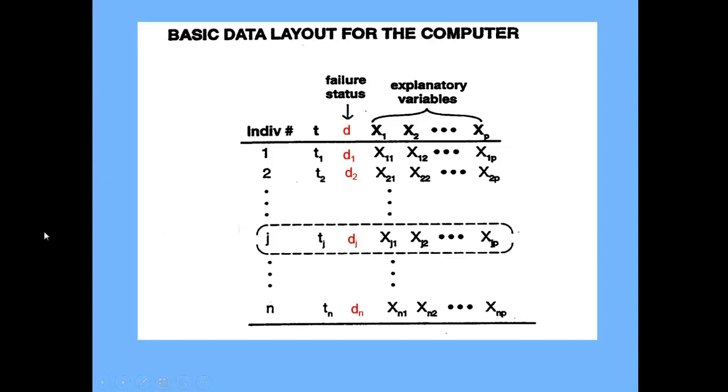You have a line of data for each person in your data set that describes what happened to them: their survival time, whether they were censored or failed, and what these other variables are. So that's one key thing. That's what the data layout looks like, okay?